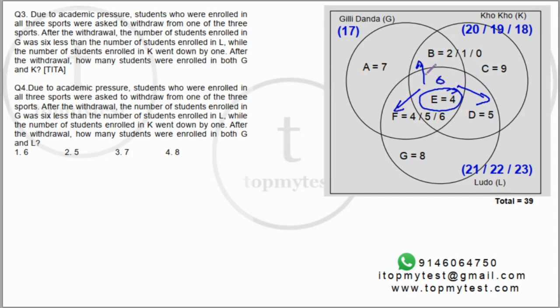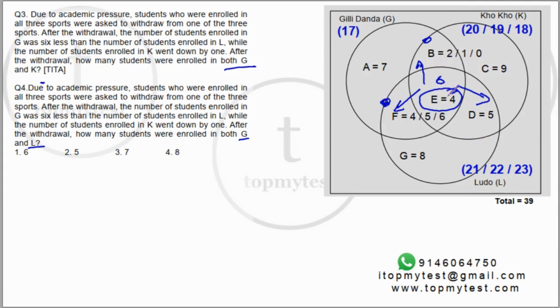Now we need to find out how these people move. After the withdrawal, the number of students enrolled in G was 6 less than number of students in L. This became 6 less than L, while the number of students enrolled in K went down by 1. After the withdrawal, how many students were enrolled in both G and K and how many students were enrolled in both G and L? So we need to figure out G and K, which is the new value of B, and G and L, which is the new value of F.